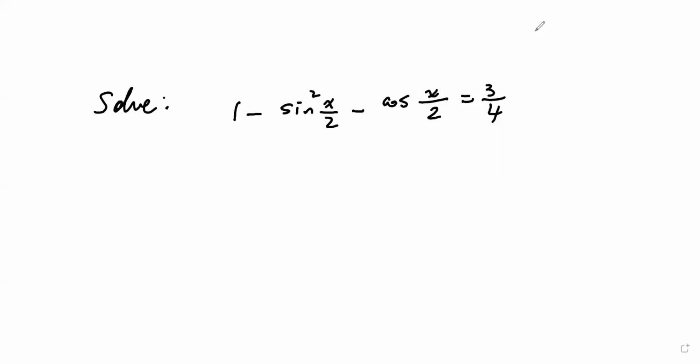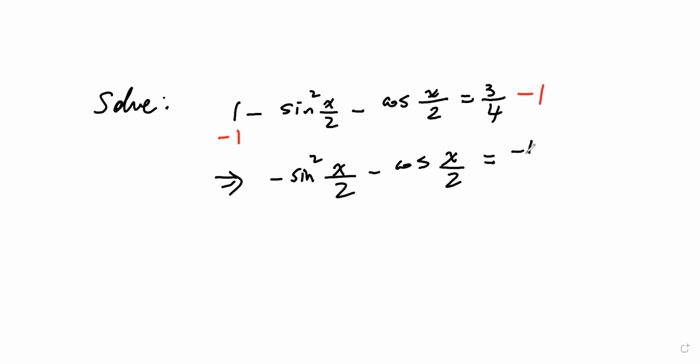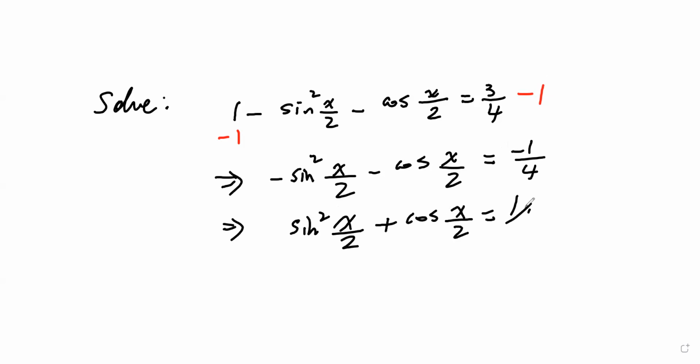Okay, so first we can just subtract 1 from both sides. So take out the 1. Then we'll have negative sine squared x over 2 minus cosine of x over 2 equals negative 1/4. And then multiply both sides by negative 1. This will give you sine squared x over 2 plus cosine x over 2 equals 1/4.